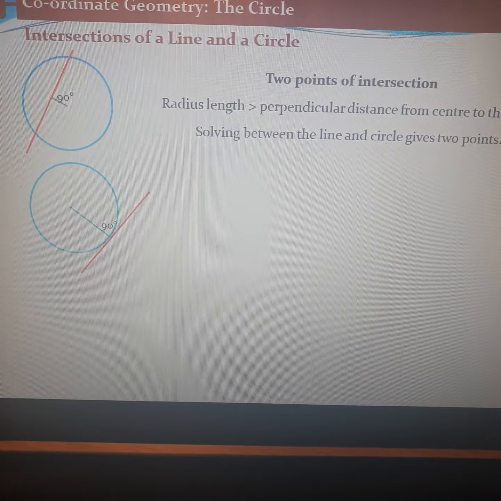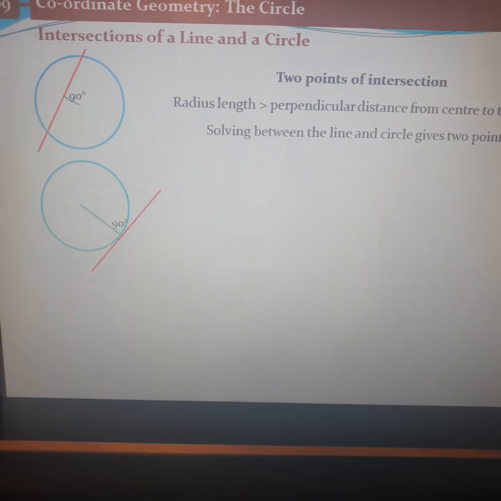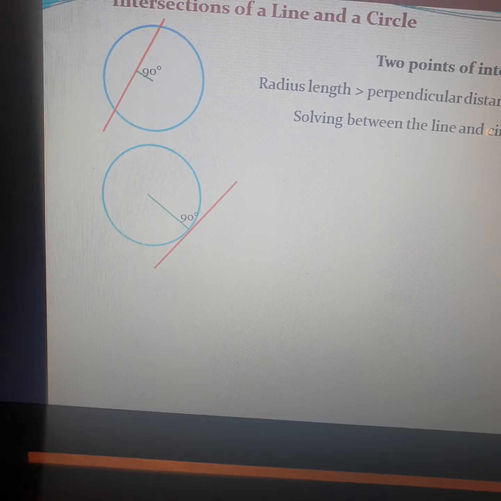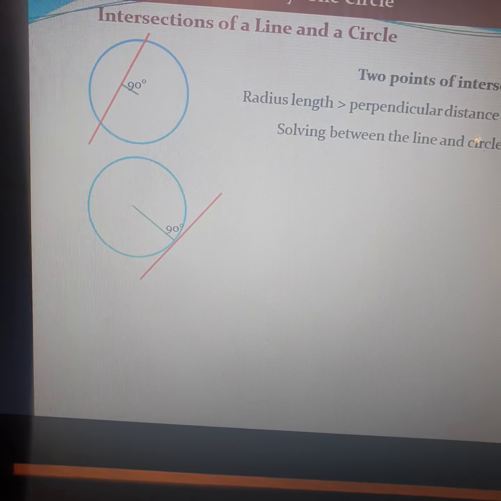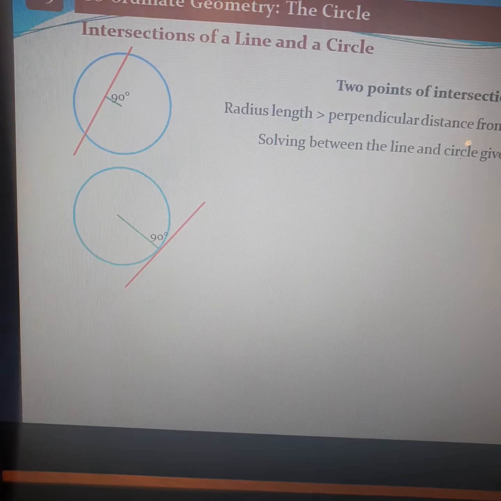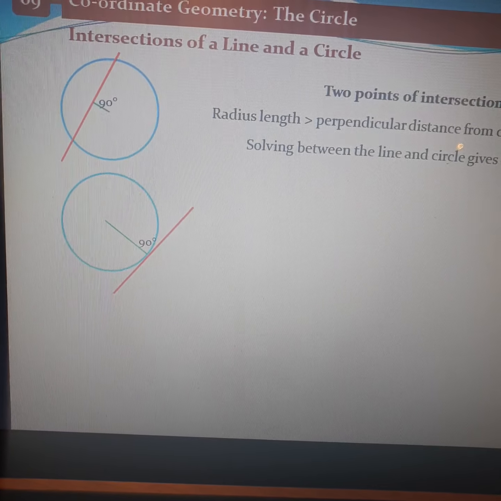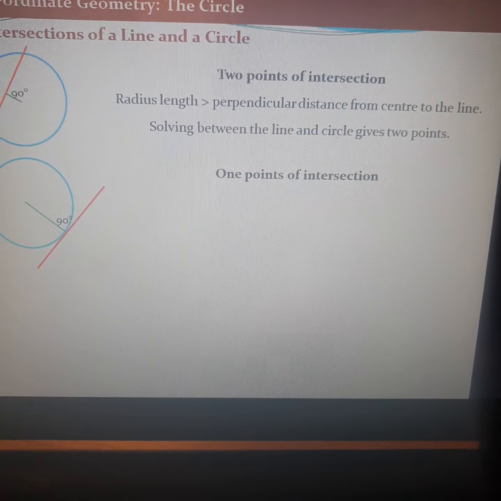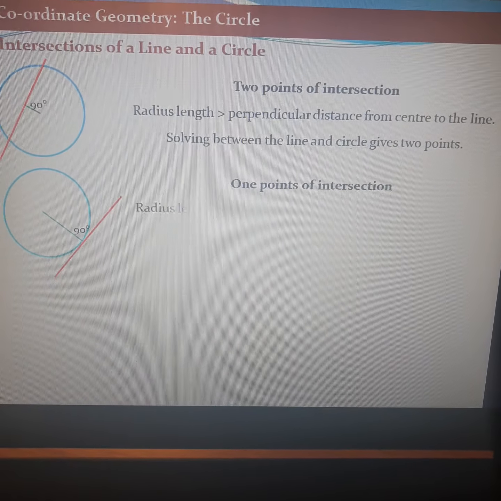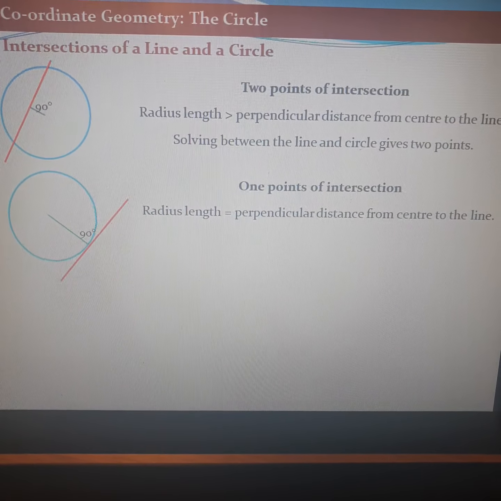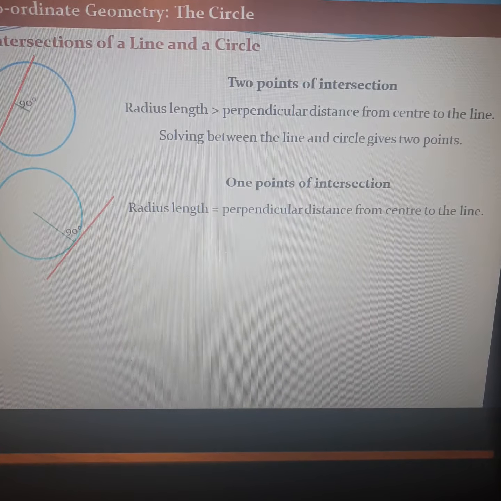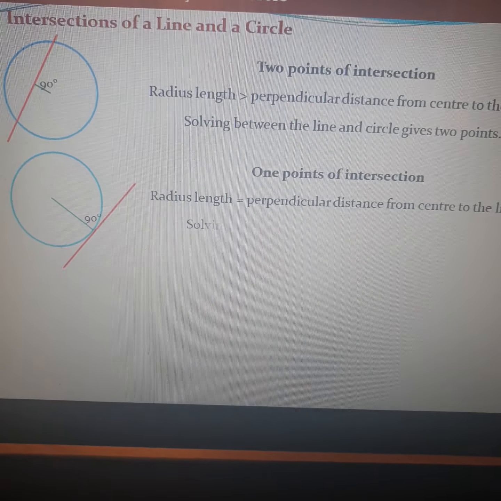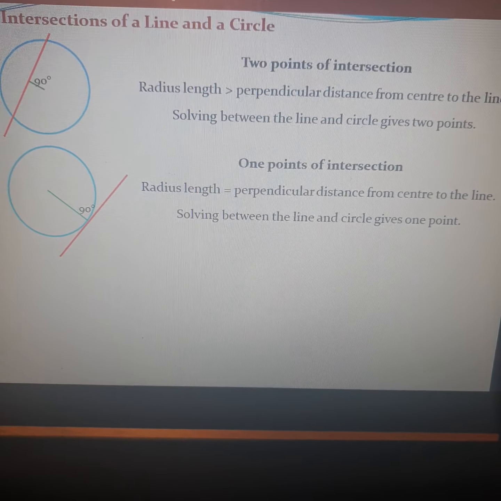Now, this is what we've come across up until now. It's a line that meets the circle at one point, which is called a tangent. The distance from the center to that line creates right angles on either side, and is equal to the radius. So there is 1 point of intersection. The radius length is equal to the perpendicular distance from the center to that line. So solving between the line and the circle gives 1 point.